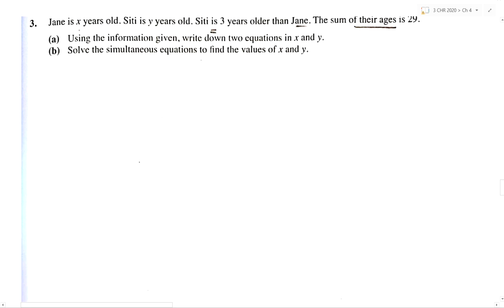Jane is X years old. City is Y years old. City is 3 years older than Jane. Do you see it?